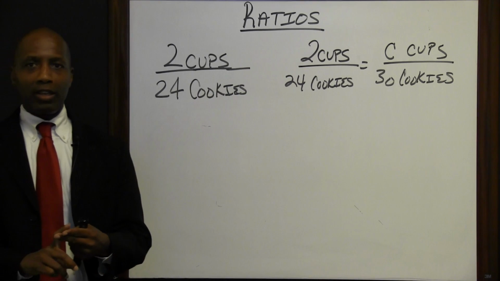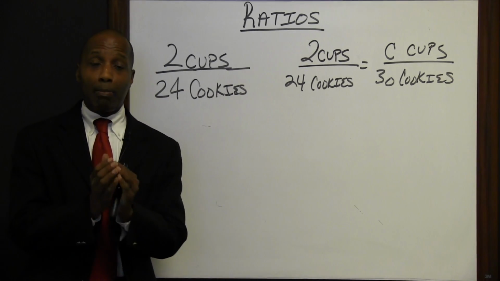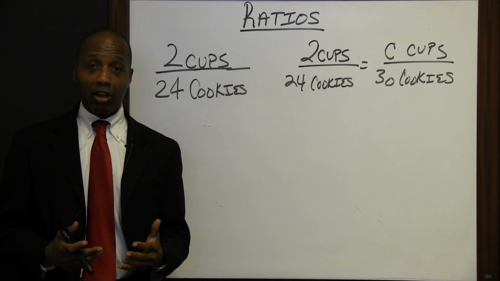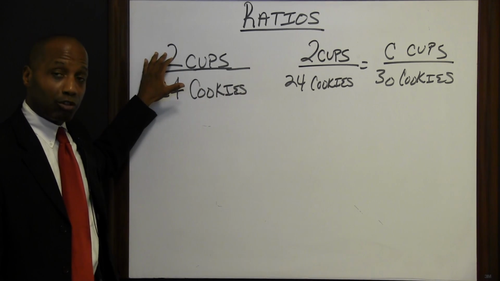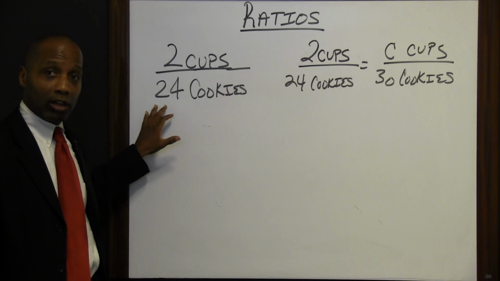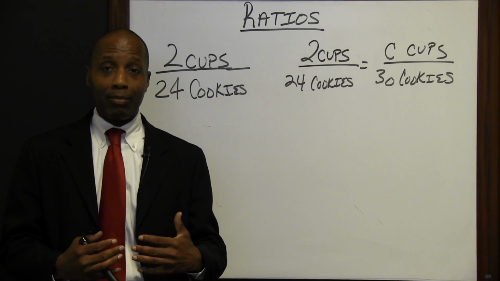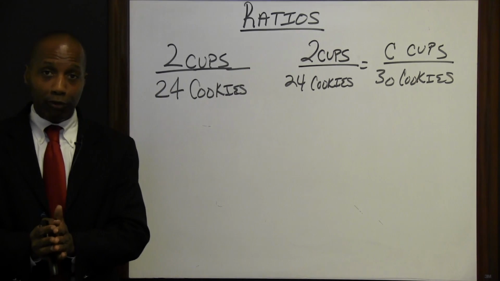Ratio, proportion, and fraction are 3 terms that mean the same thing, a part of a whole. Now let's say, for example, we're baking cookies. And we have a ratio of 2 cups of sugar to 24 cookies. So for every 24 cookies, we know we need 2 cups of sugar. That is the ratio, 2 to 24.